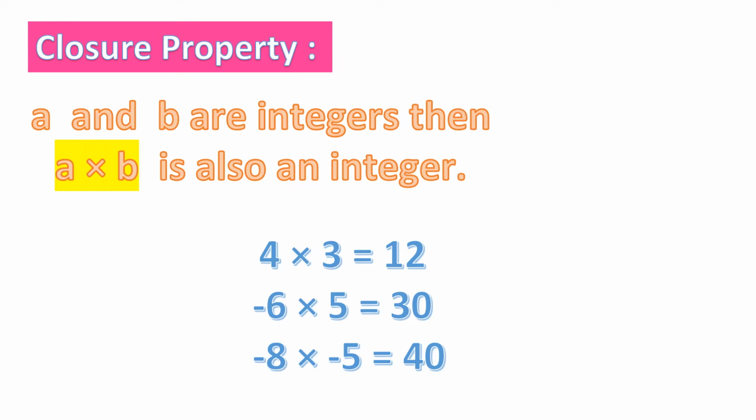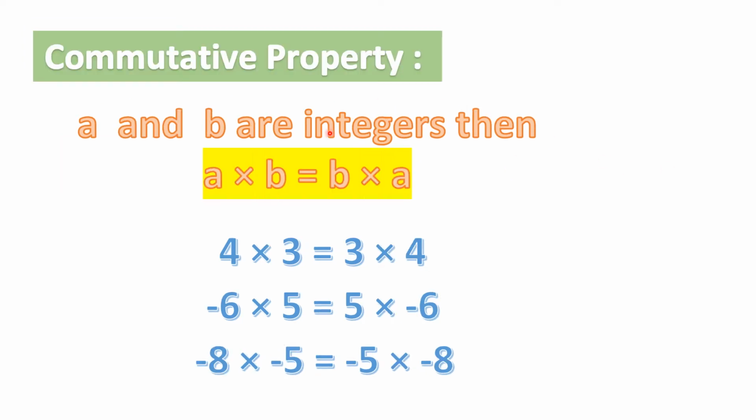Now the next property. The next property is commutative property. Now what is commutative property? In addition and subtraction also we have seen that same thing, and we will apply it to multiplication.